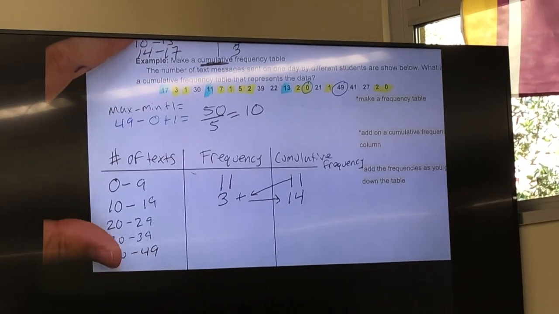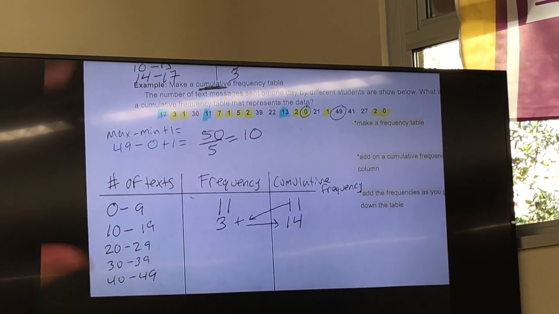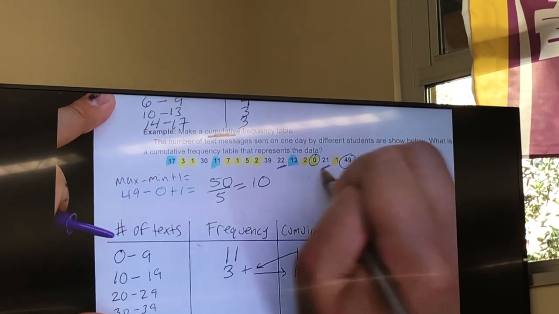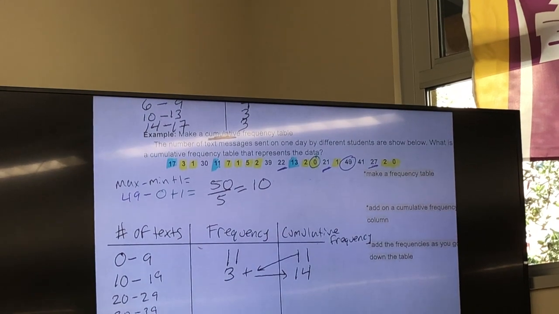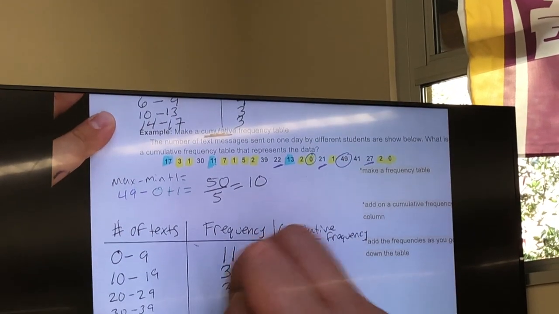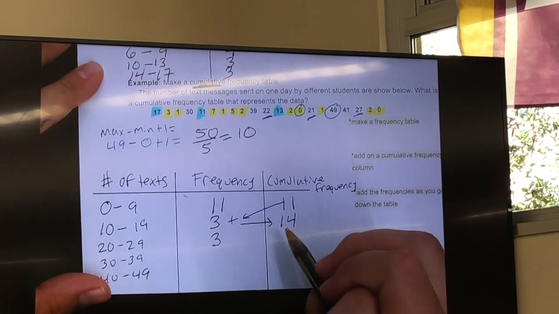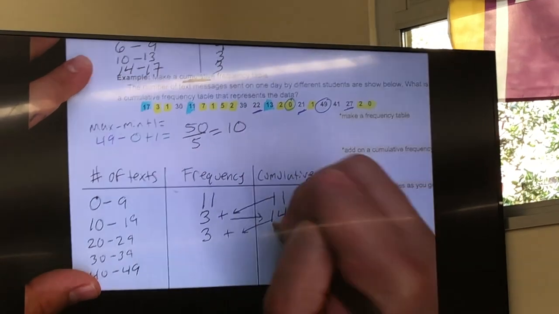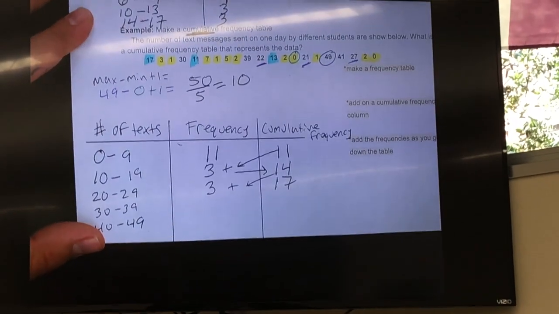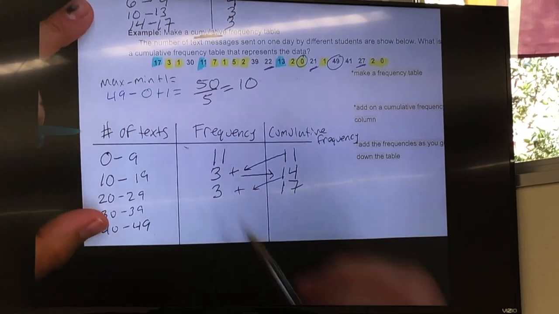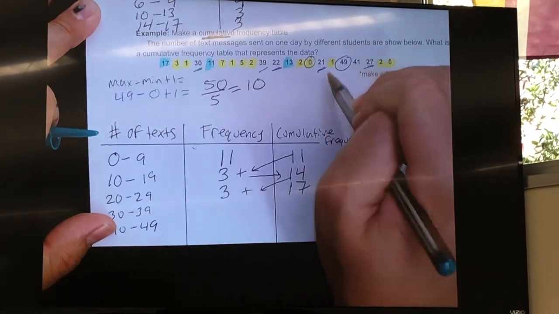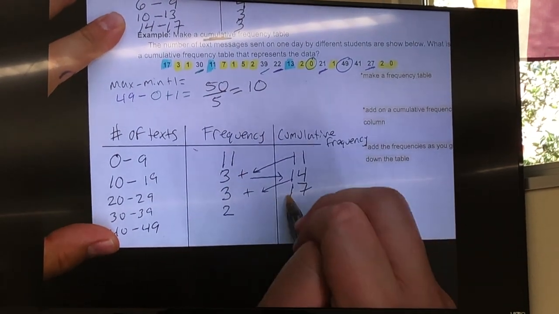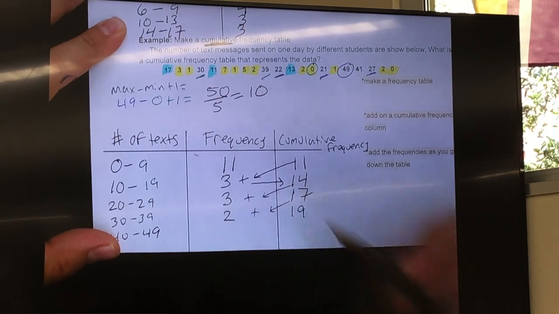Now I'm looking at the next group. 20 through 29. I only saw 3. So Miss May, if I originally had 14 and I'm going to have 3 more, what would my new cumulative frequency be? 17. Correct. All right, next group, 30 through 39. I only saw 2. So if I have 2 more, I now have 19 numbers.